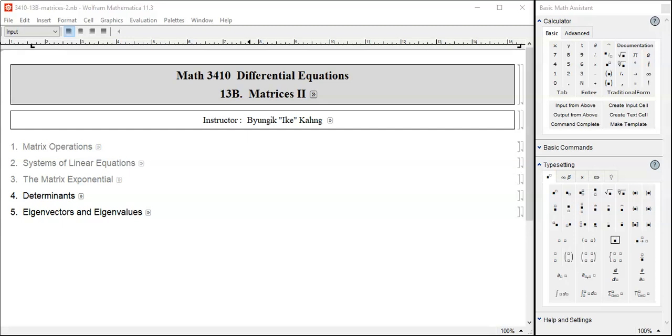Hello students, welcome back. Let's go to section 5 of this notebook. Eigenvectors and eigenvalues. Eigenvectors. Have you heard about this term? Maybe not.